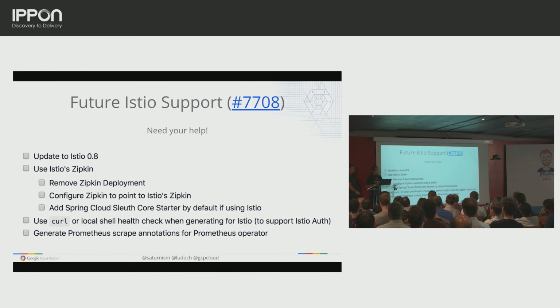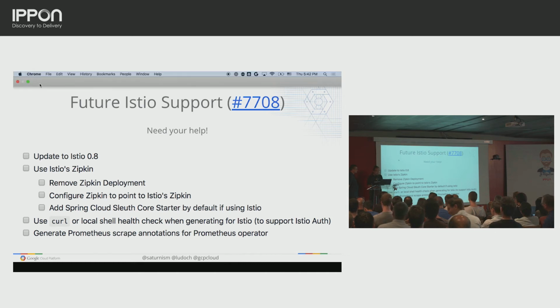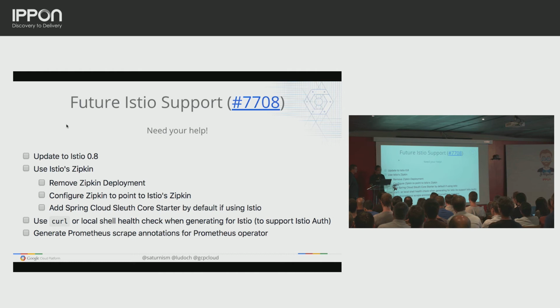We want to update it to Istio 0.8, which has a slightly different way to create these rules. And then Istio also provisions Zipkin or Jaeger out of the box. We just want to use those out of the box as well. So there are a few other things we'd like to do to enhance the Istio support. This is just the initial support that we added. All right. And that was very quick, and hopefully you'll give it a try.